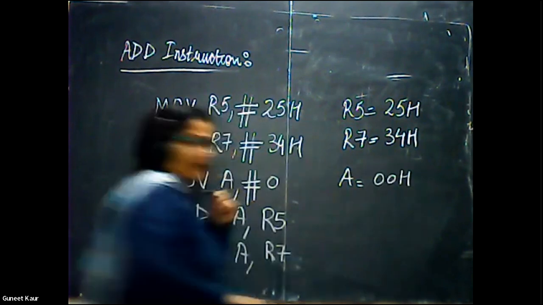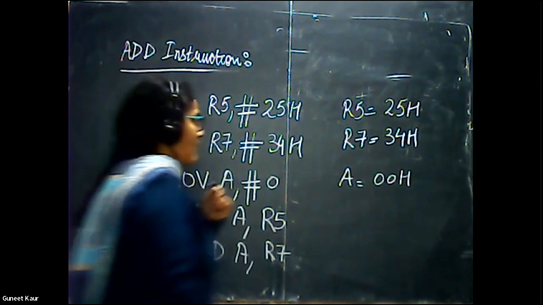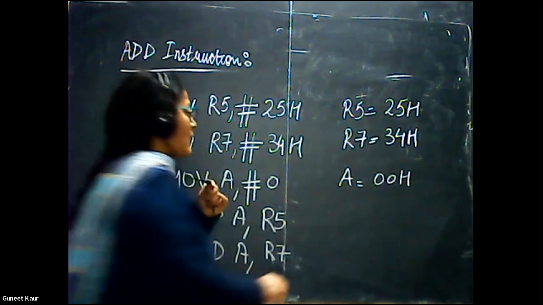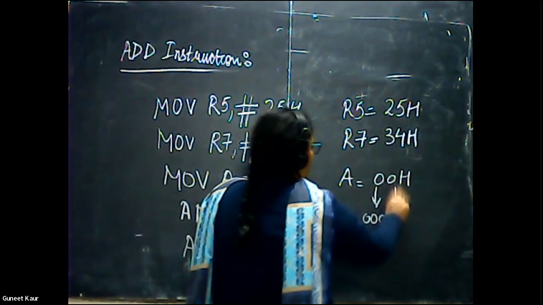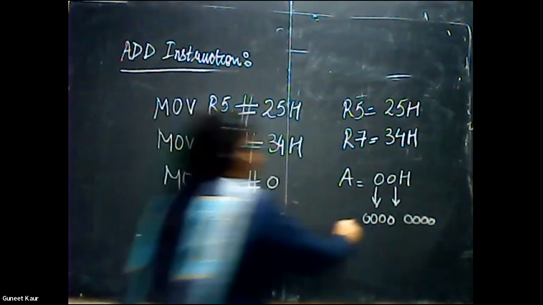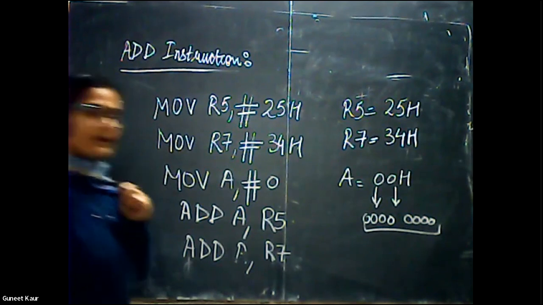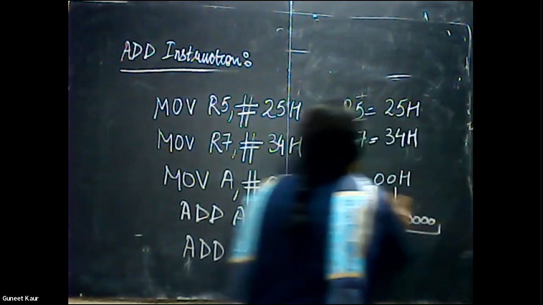Why have I written 00? Because you know that in hexa, each digit is represented by 4 bits. So this will be 0000, also written as 4 times 0. So the total is 8-bit data. Now come on to the next command.